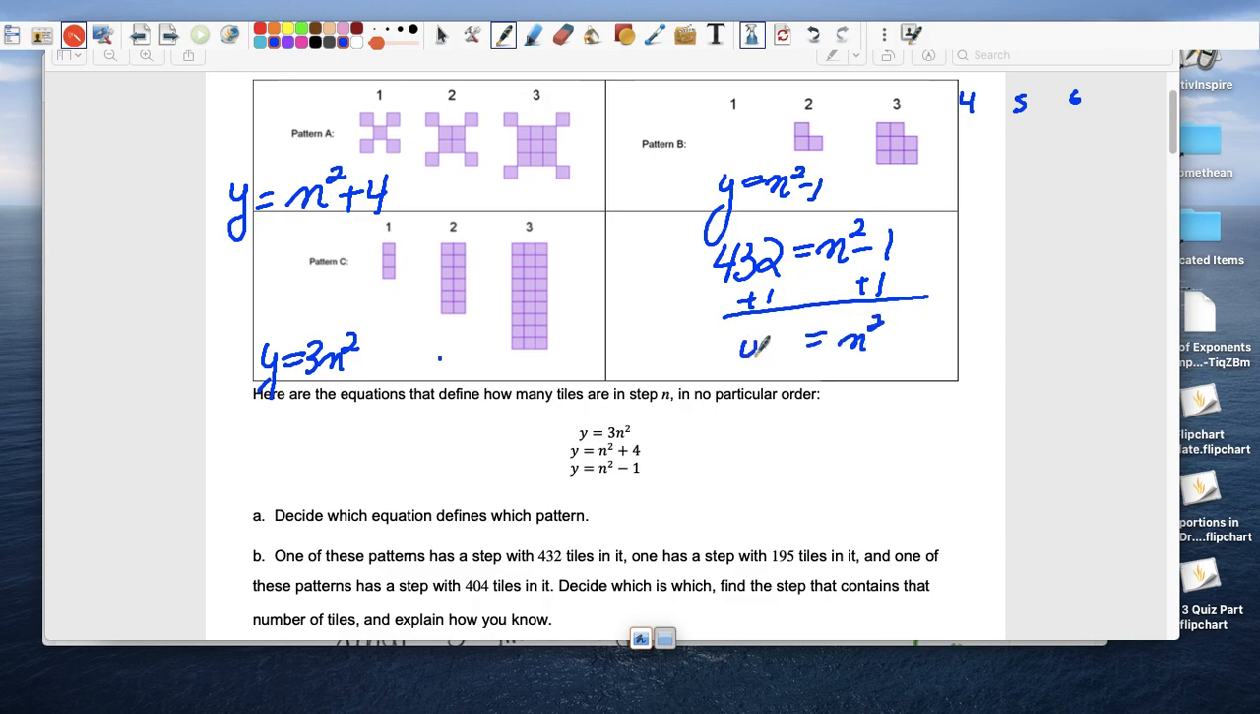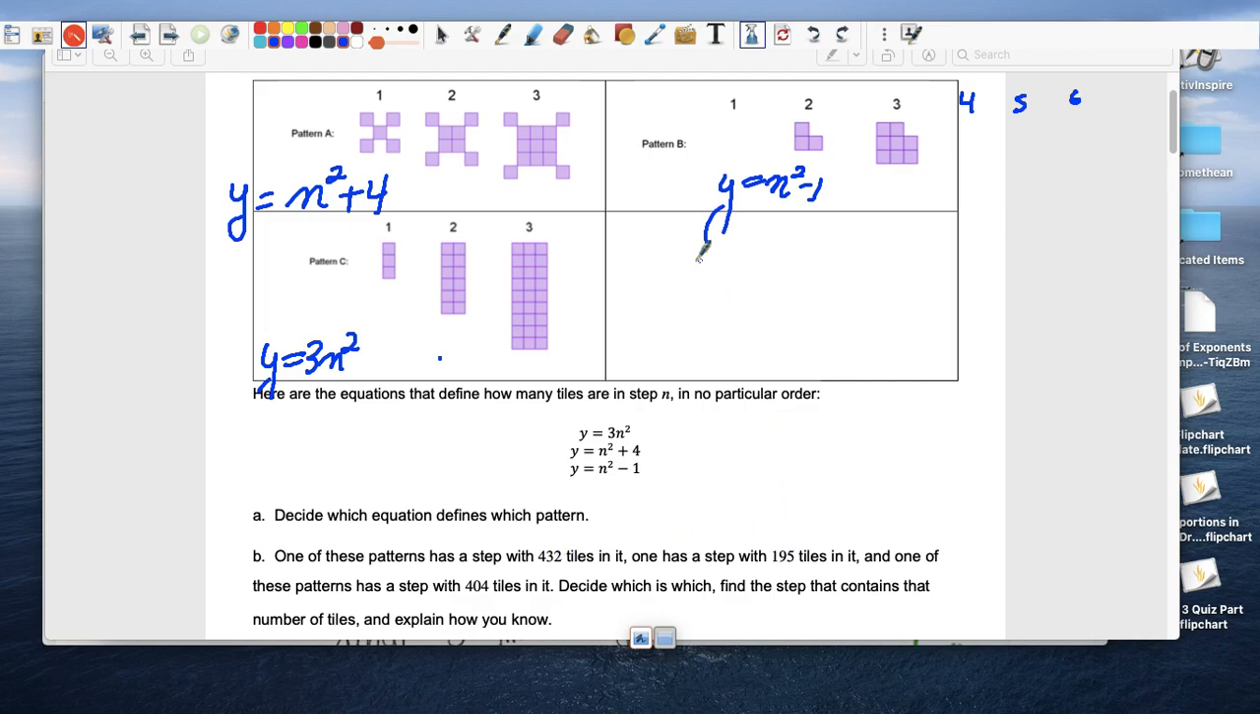N squared is 433. Now, if you think about it for a second, remember, we take the square root of here, we take the square root of here, and n equals the square root of 433, which, well, it's not a perfect square, it's 20.80. So obviously, this is not it. Because it's telling you that at the term 20.80, we would have 433 squares. Well, obviously you can't have step 20.80, right? You want to have a full step, so that's not it.